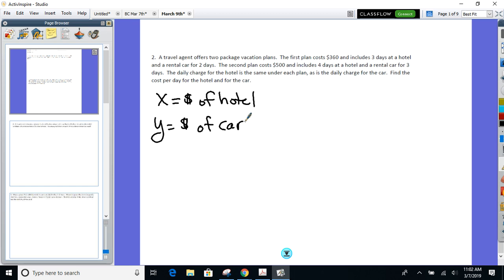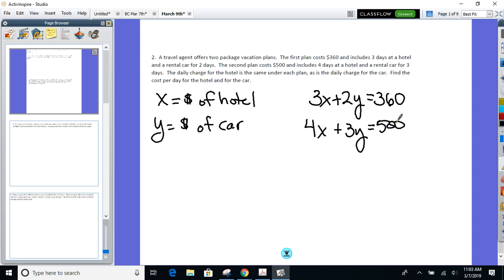First equation: 3X plus 2Y for the rental car cost me 360. And then the second one is going to use $500, but for 4 days in the hotel and 3 days for the rental car: 4X plus 3Y cost me $500. That's not too bad. Easy to set up. You guys will solve it here in a second.